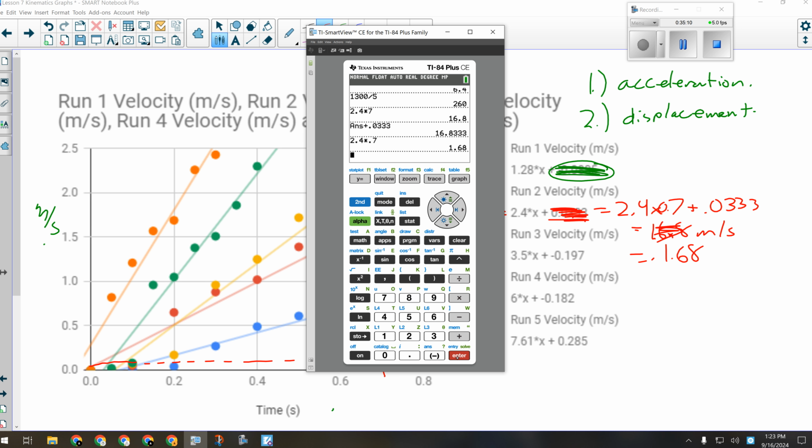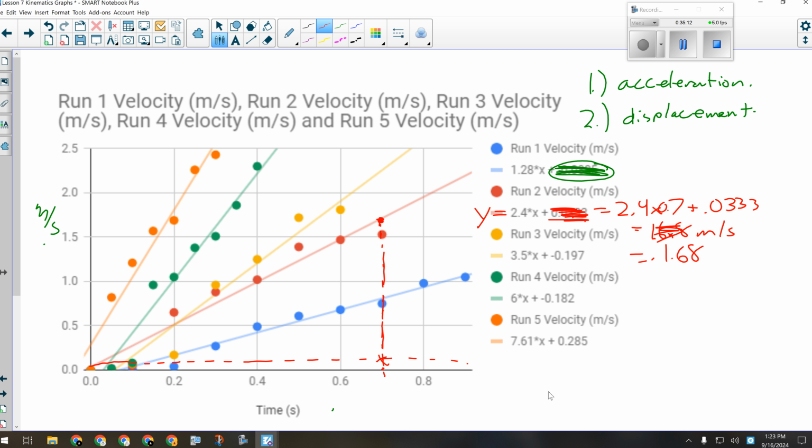No, we're good. Yeah, 1.68. Okay. Everyone with me there? Okay, can I calculate the area of the triangle and the area of the rectangle now? Well, what's the base for both of them? 0.7 seconds. Yeah, now that we've established it's 0.7 and not 7. Okay, 0.7 seconds for each.